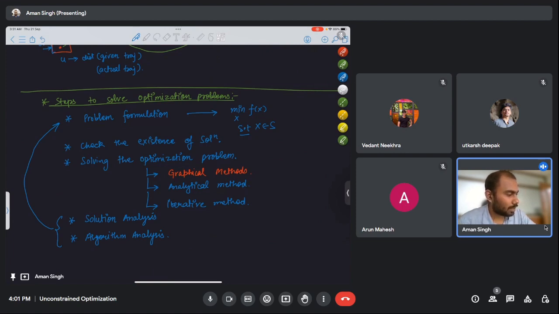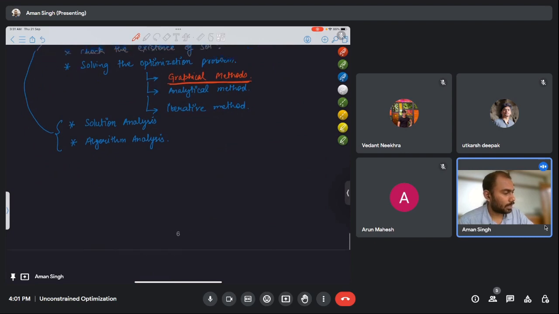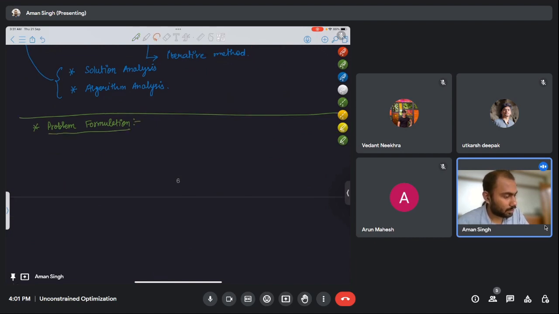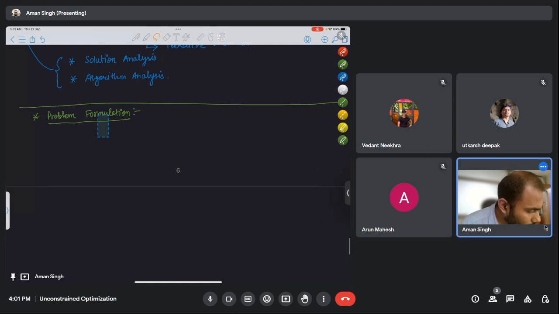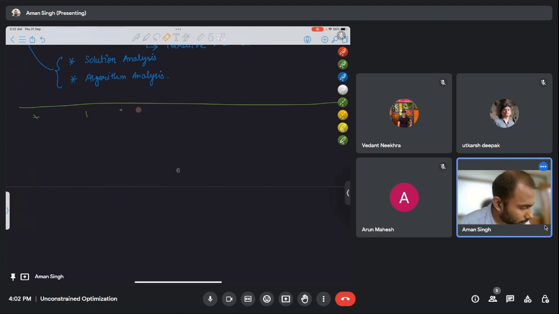So today we are going to see some examples of problem formulation. Some of the examples that we saw previously, we try to formulate the problem statement mathematically, and we also see some graphical methods to solve those problems. Okay, that's what we'll do. So let's look at the problem formulation part.